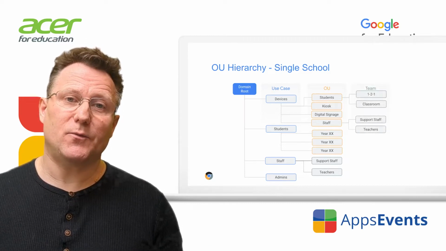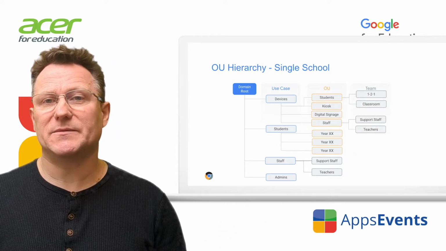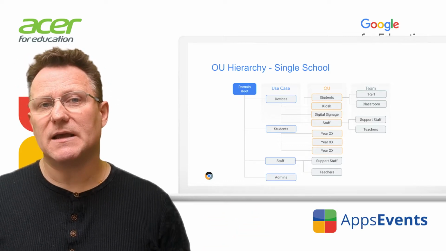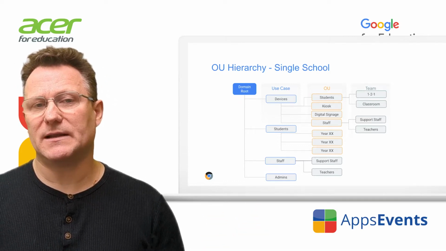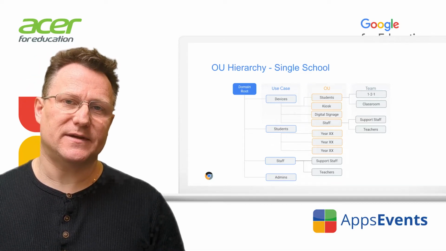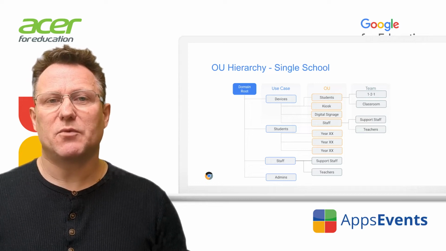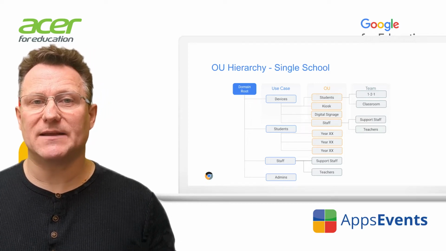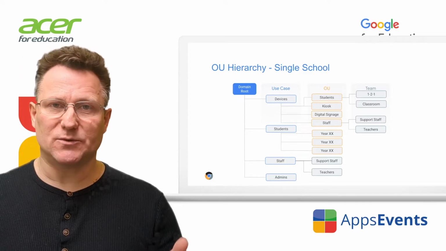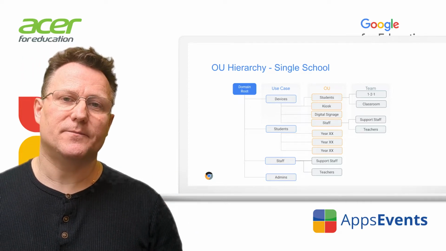There's a third level within my devices OU where I can divide my Chrome devices into those that are deployed for one-to-one deployments and those that are just generally available within classrooms. I've also got OUs for support staff and teacher devices. With this approach, policies can be applied at the highest level in most cases, with greater granularity as you move down the OU hierarchy.